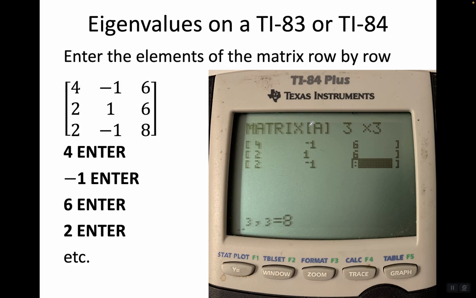Enter the elements of the matrix row by row. So 4, enter. -1, enter. Don't make that a subtraction sign. It's got to be the negative sign, otherwise you'll get an error. 6, enter. 2, enter, etc.